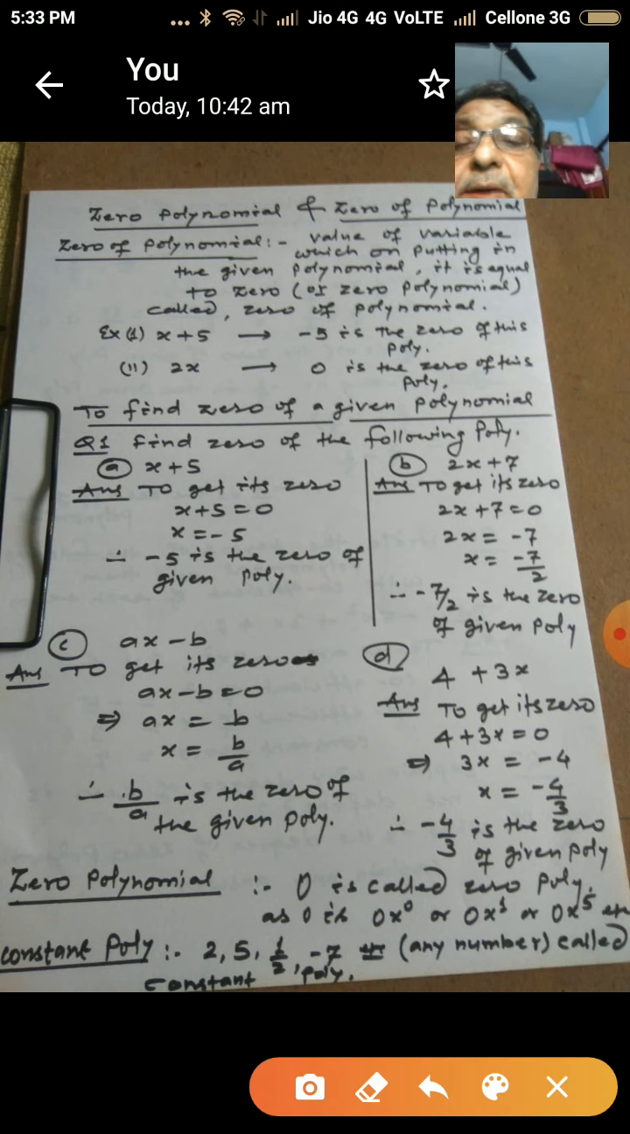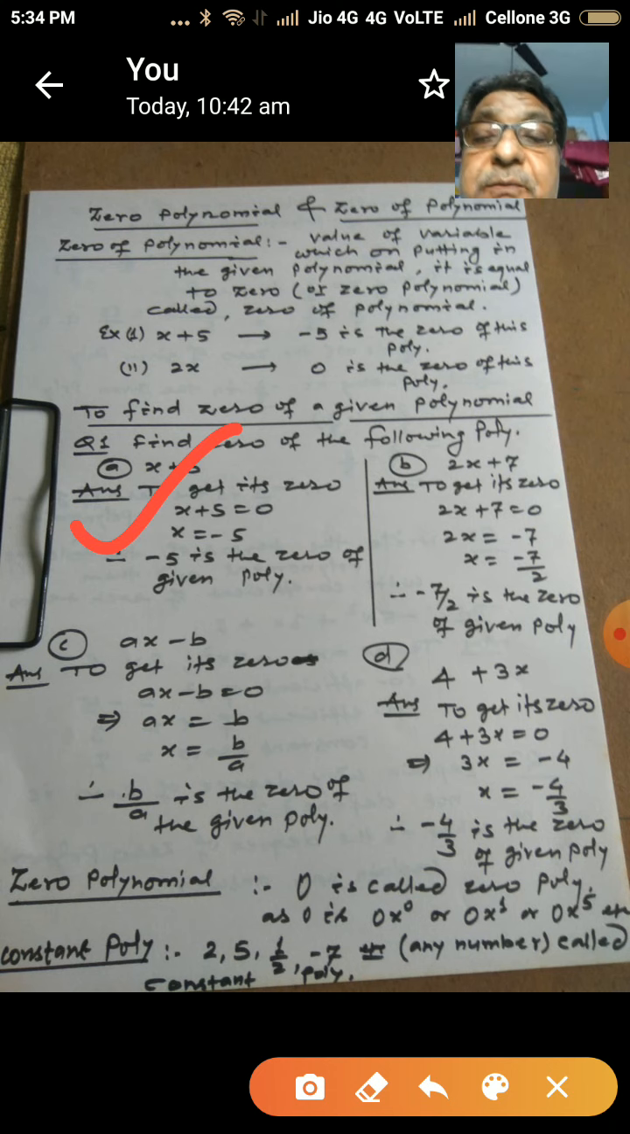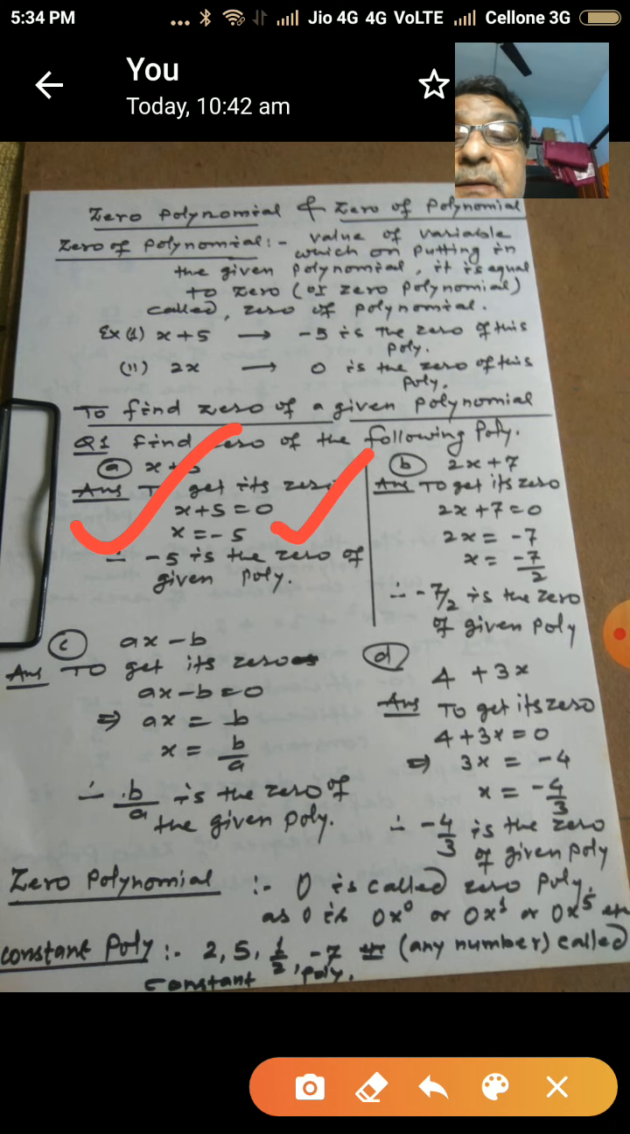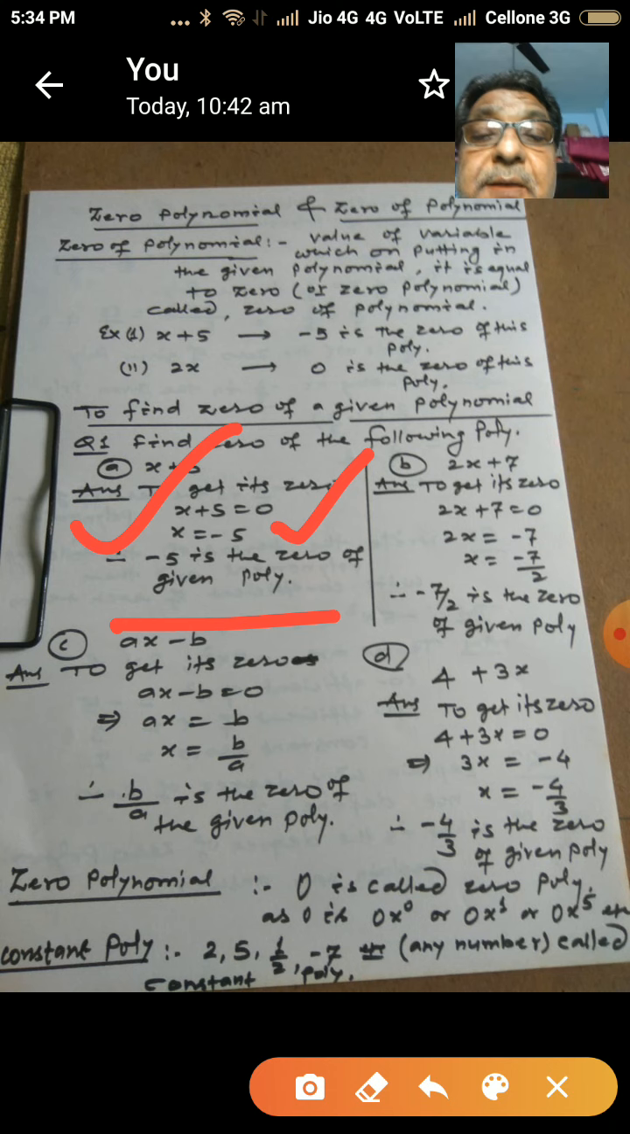Now how do we find the 0 of a polynomial? Very simple. We are concerned with linear polynomials. We will find the 0 of a linear polynomial as per our NCERT syllabus. So to get the 0, you just write the given polynomial equal to 0. For example, here x plus 5. To get its 0, we make x plus 5 equal to 0, and then we find the value of x, which is minus 5. Then we state that minus 5 is the 0 of the given polynomial.